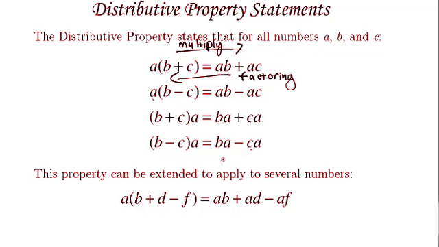This property also holds true for multiplying times several numbers that are being added or subtracted. If I have 3 or more numbers, 2, 3, 4, however many numbers, I just take them in order, multiplying first a times b, and then plus a times d, and then finally minus a times f. So the distributive property works even when there are several numbers or variables inside the parentheses.